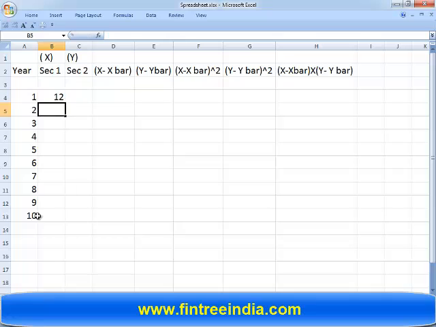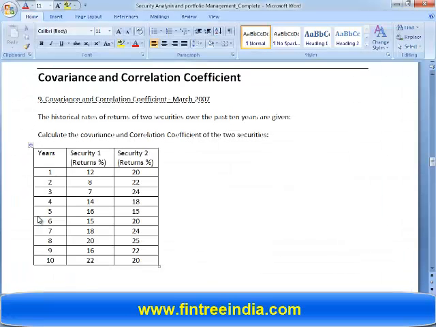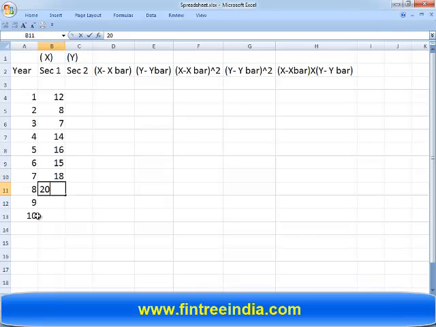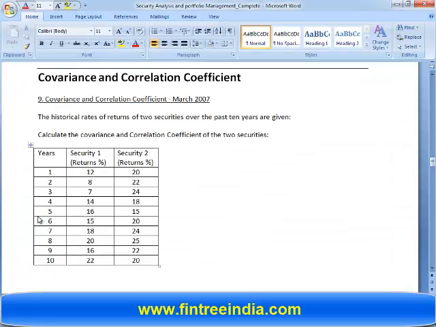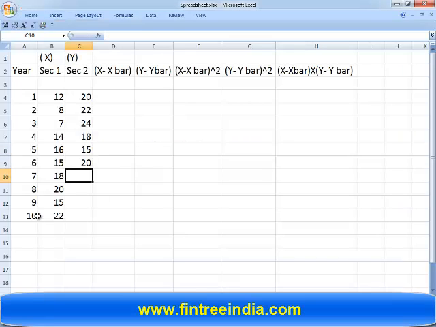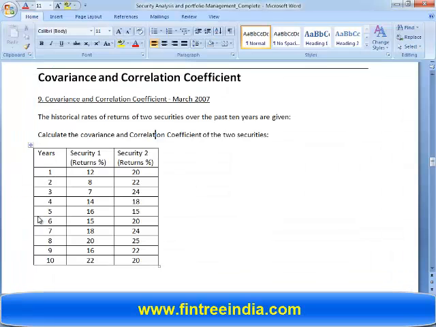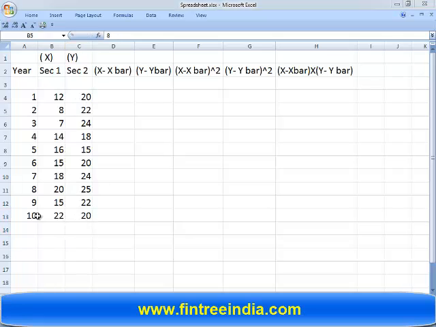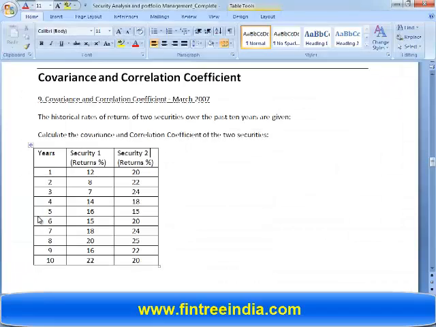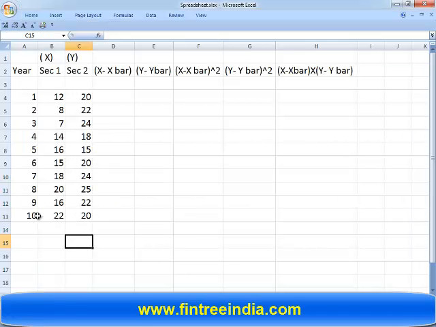12, 8, 7, 14, 16, 15, 18, 20, 16, 22, 20, 22, 24, 18, 15, 20, 24, 25. Just a minute, let me finish, we'll cross check it again. 22 and 20. 14, 16, then 15, 18, 20, right, 16, 22, 20, 22, 24, 18, 15, 20, 24, 25, 22, 20. Yes, done. Start solving now.